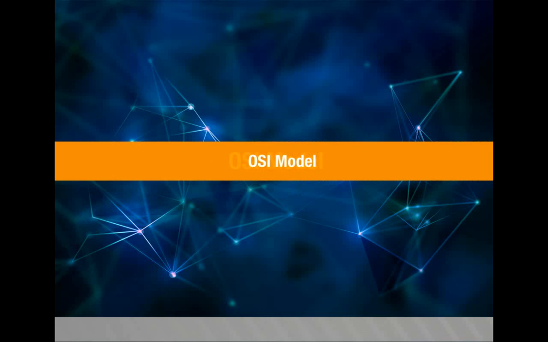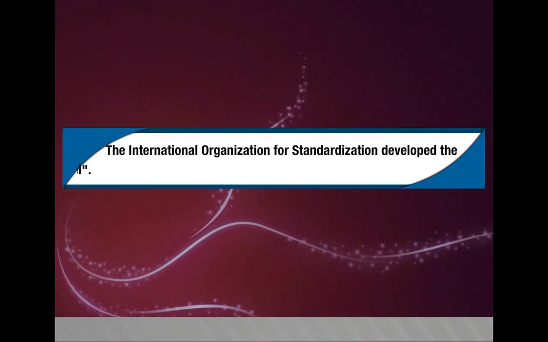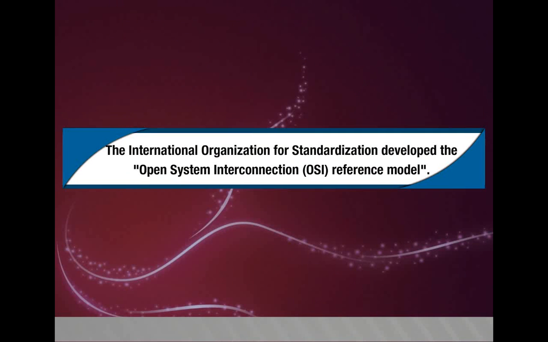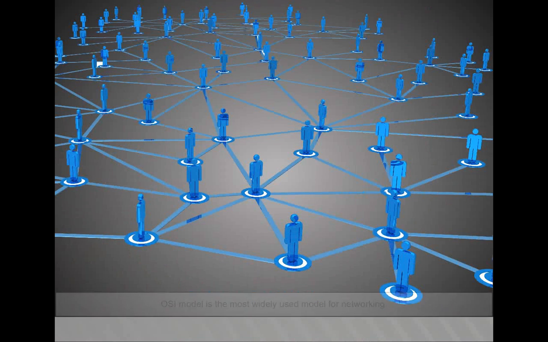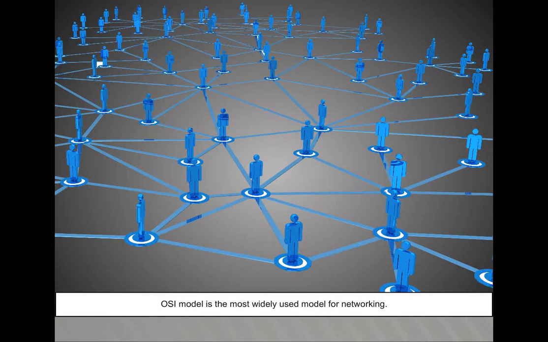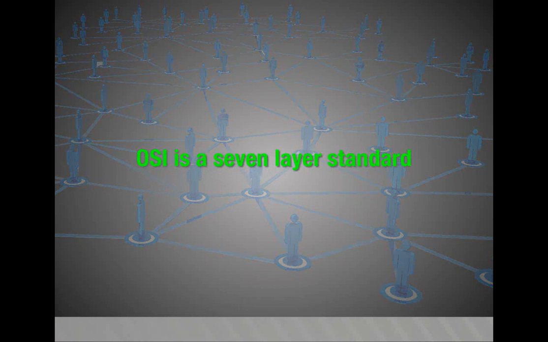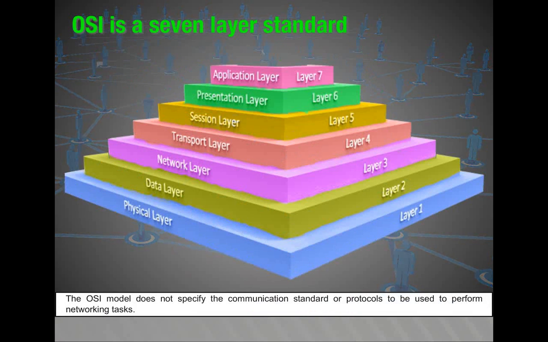OSI model. In this video, we are going to learn about OSI model. The International Organization for Standardization developed the Open System Interconnection, that is OSI reference model. OSI model is the most widely used model for networking. OSI is a 7-layer standard. The OSI model does not specify the communication standard or protocols to be used to perform networking tasks.